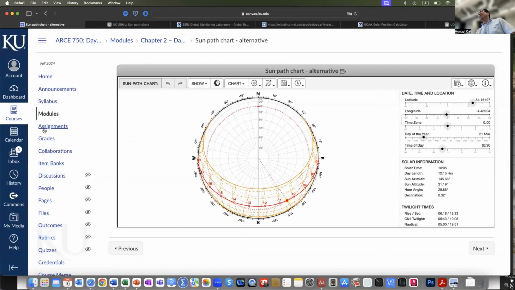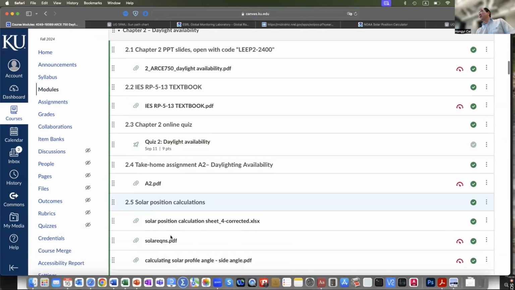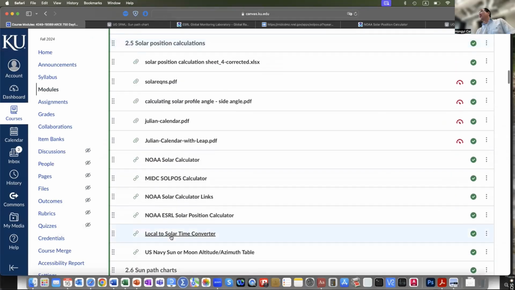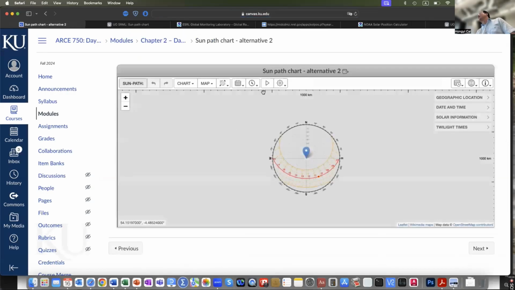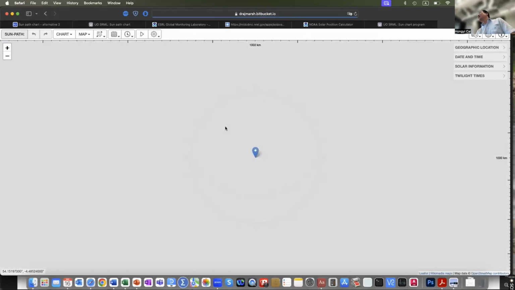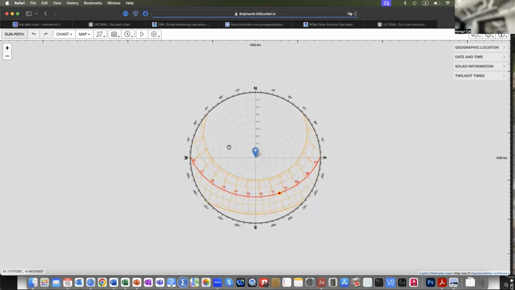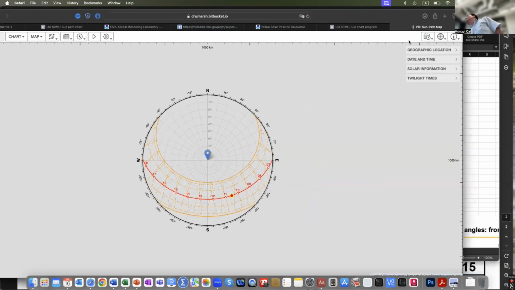And if you have another chart, this one is actually similar, but I believe it has a different function over there. Let me see. Alternative 2. This one asks you to put your geographic location, latitude, longitude. Yeah, you can actually put the values here. That's actually excellent, right? So you can actually put the values here.